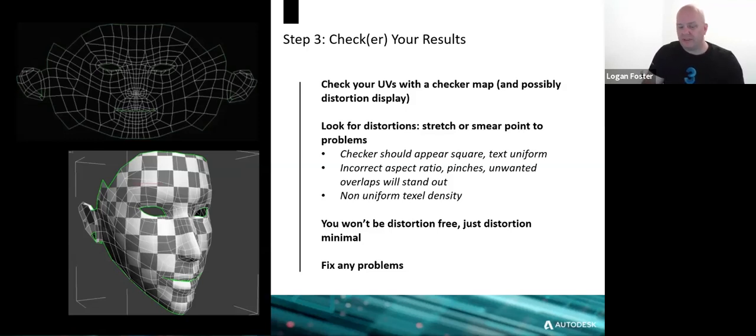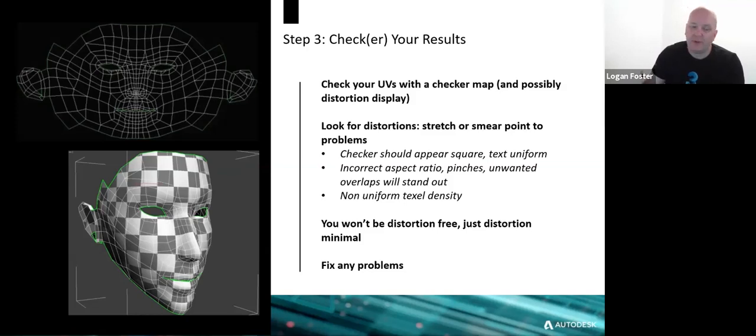What's really important though is to note that it's probably going to be impossible to have a distortion-free, perfectly flattened map that also is logical and visual for you to understand what's going on with the UVs. So in my opinion, you're not going to be 100% distortion free. You're really just trying to aim for minimal distortion, so something that works.